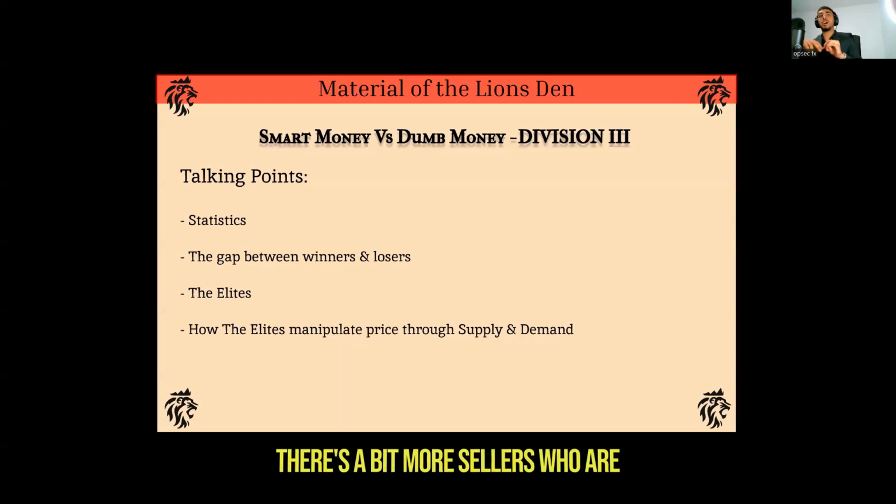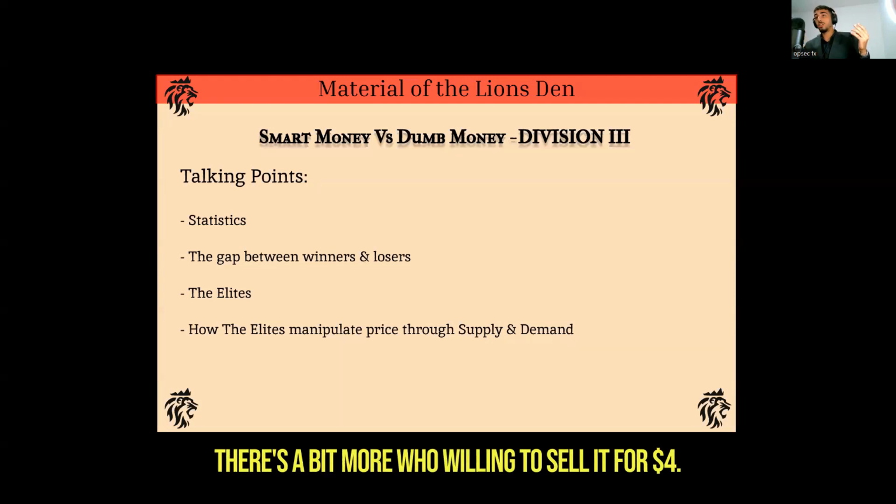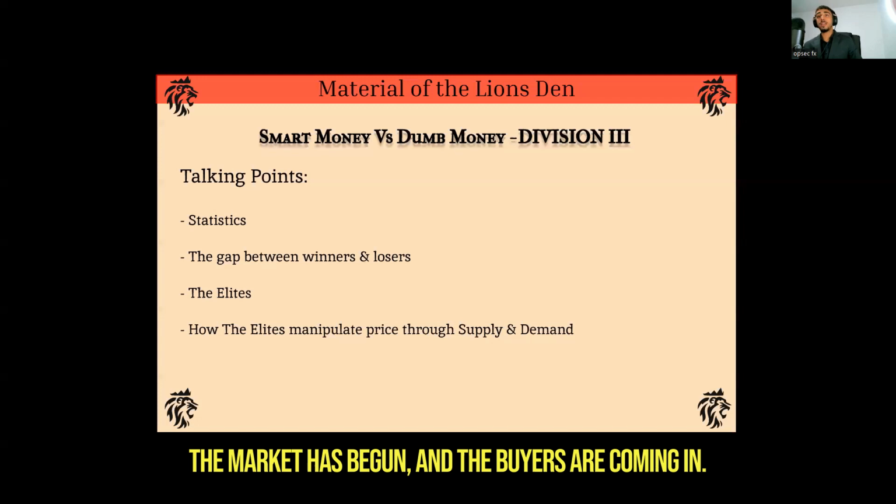There's a bit more sellers who are willing to sell it for $2. There's a bit more who are willing to sell it for $3. There's a bit more who are willing to sell it for $4. And then everyone is looking to sell it for $5 to $10. Okay. Now, the bell rings. The market has begun, and the buyers are coming in.